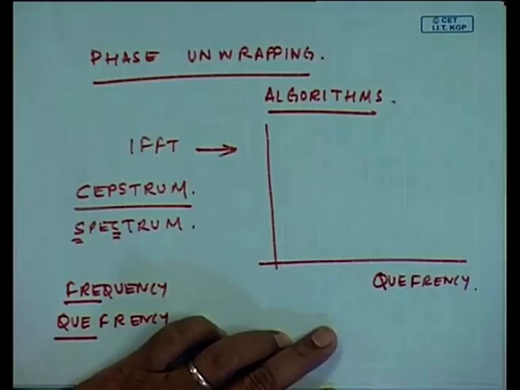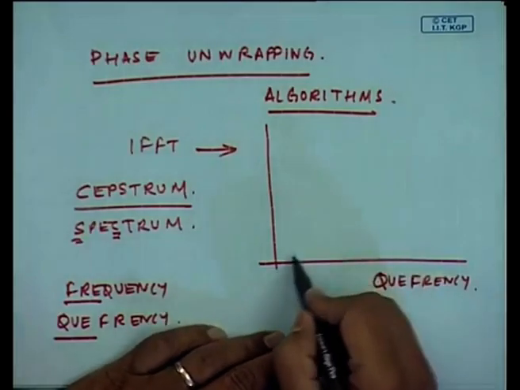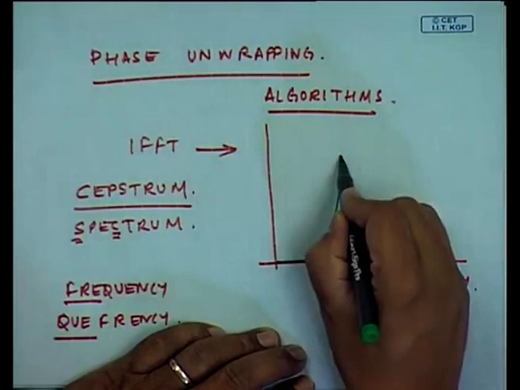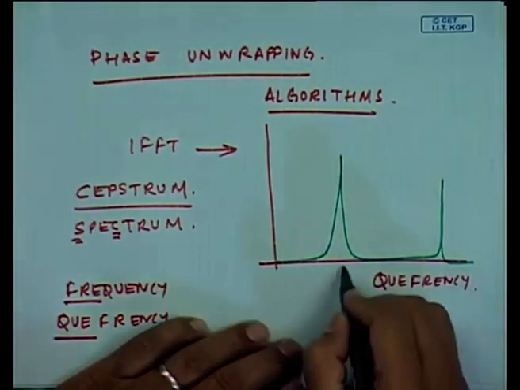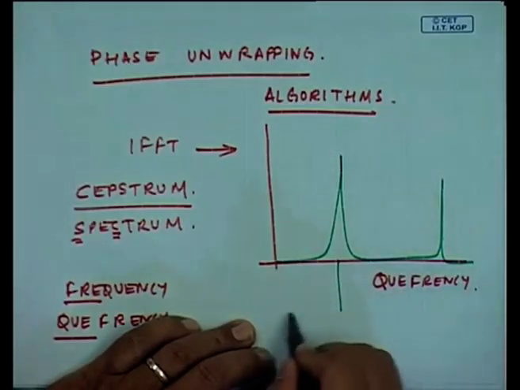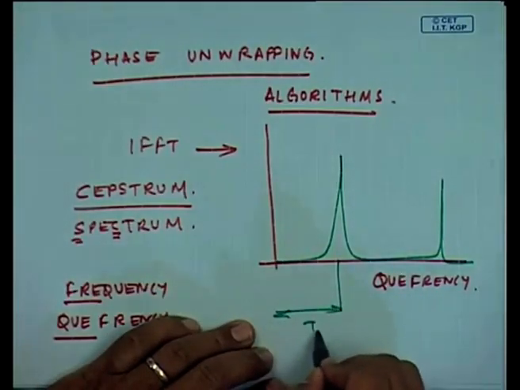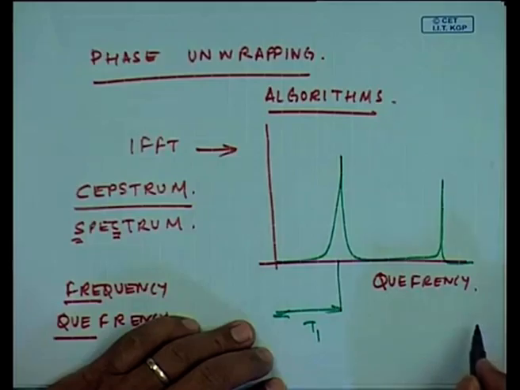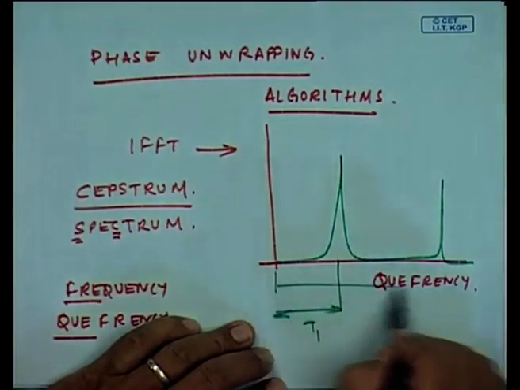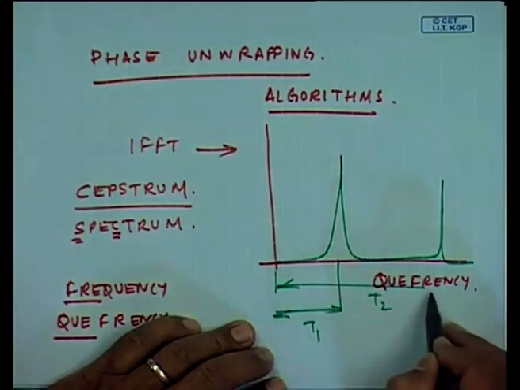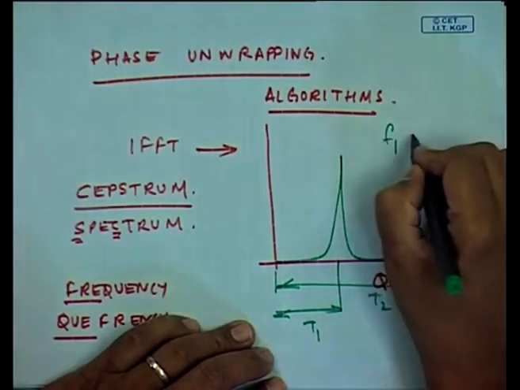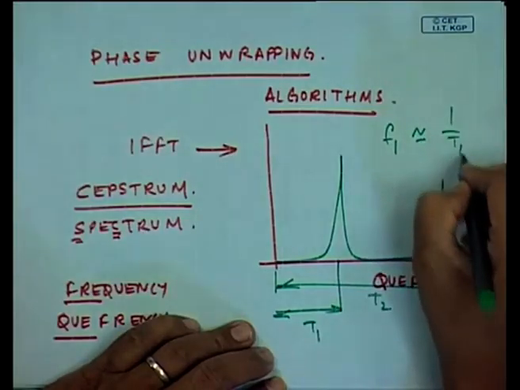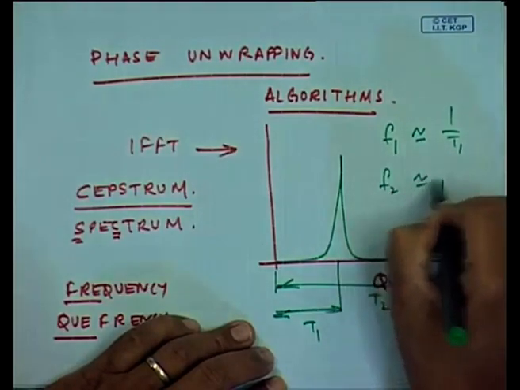Now, this Q frequency, I will get certain peaks here. Okay. Now, this is in time domain. So, say suppose this is t1 time, okay, and then say this is t2 time. F1 will correspond to 1 by t1, F2 will correspond to 1 by t2.